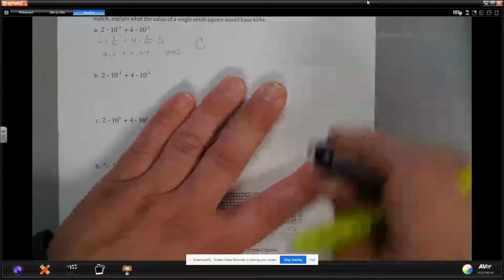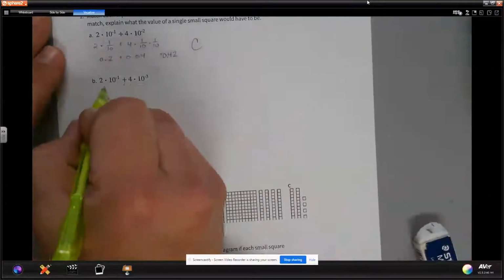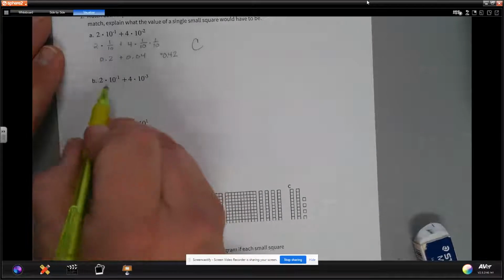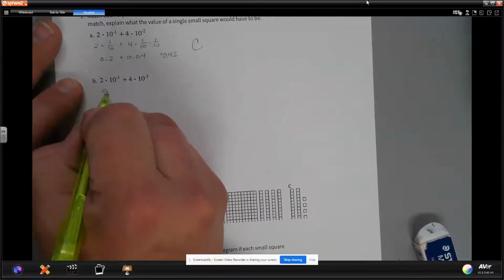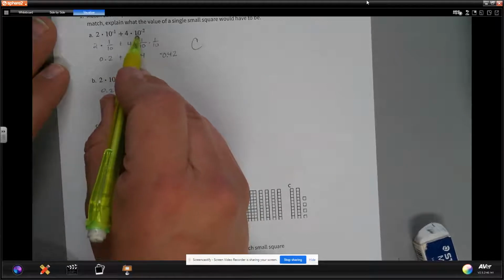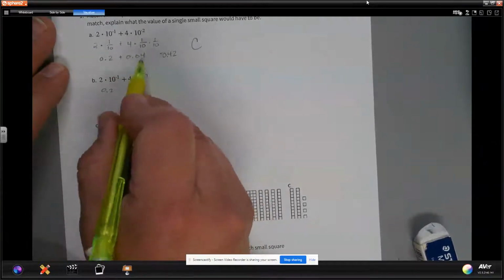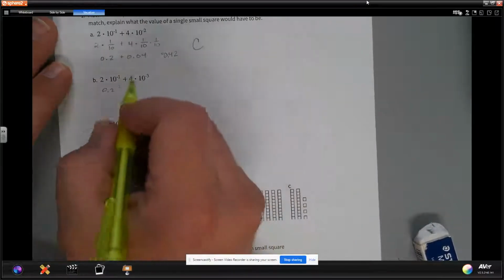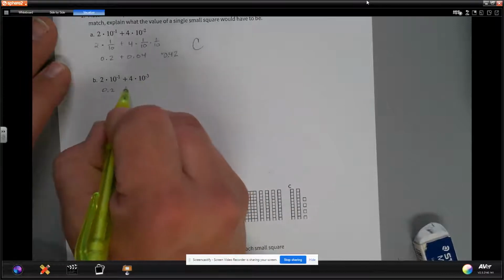For the next one, we want to look at matching the same type of thing. We already know that 2 times 10 to the negative first is 2/10. And we know that 4 times 10 to the negative second is 4/100ths. But now we're looking at 10 to the negative third.